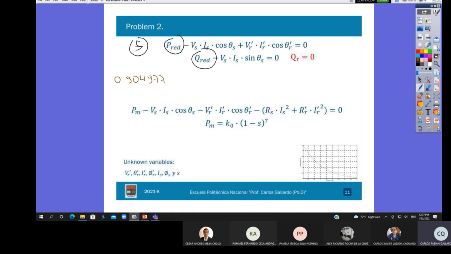This is the reference set point, minus the stator voltage, which is 1.0, times 37.499, times the stator current. I will have here cosine of theta. This is the angle for the voltage, but I have power, so I need to include the angle of the current too.